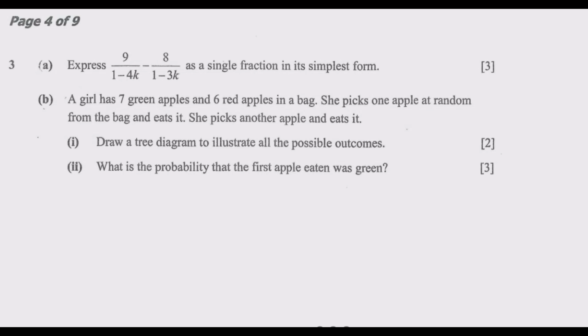Question 3a reads: express 9 over 1 minus 4k, minus 8 over 1 minus 3k, as a single fraction in its simplest form. This is one of the questions that usually comes every year. There will be a question asking you to simplify a given expression as a single fraction in the simplest form. It can be on question 3, question 4, or section B. You just need to know the principles. When you know the principles, there is no need for a leakage. So let us answer question A.